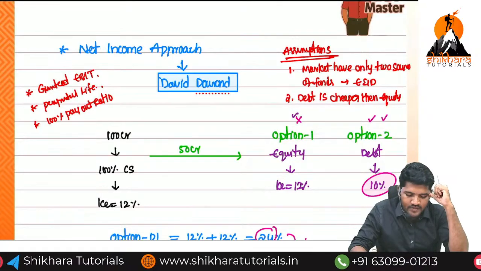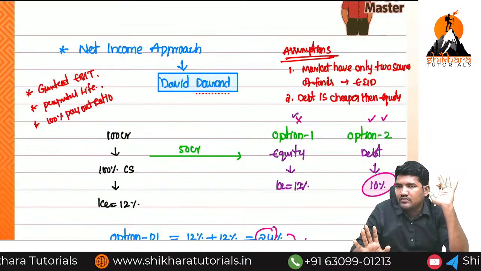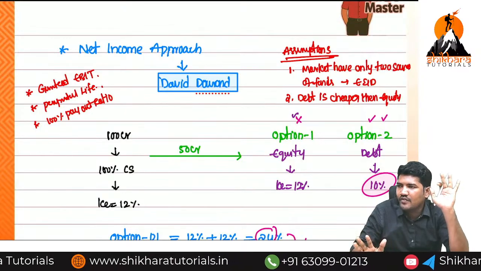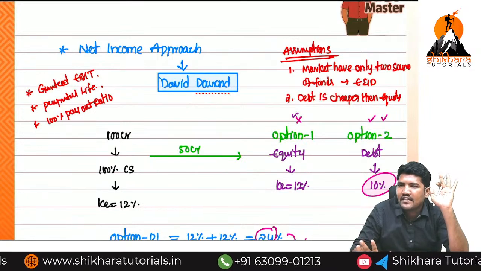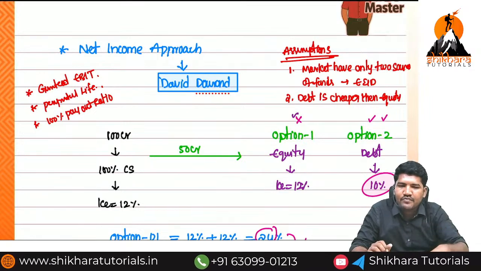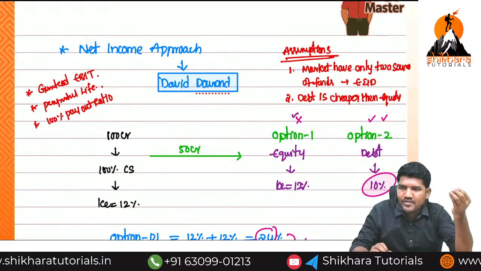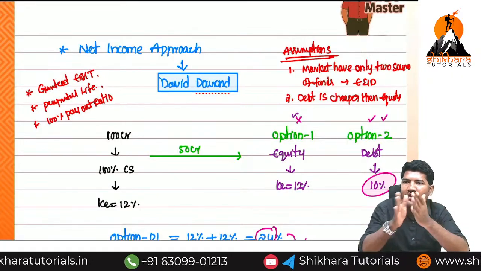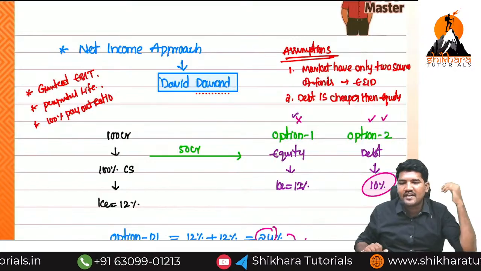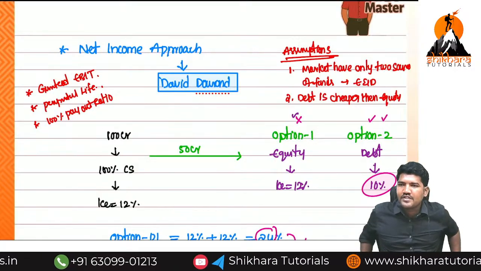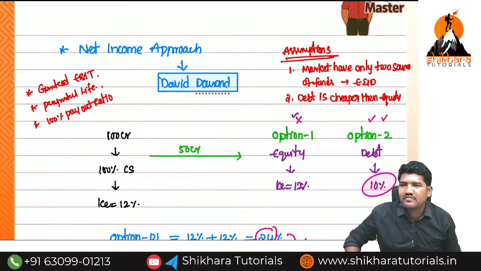So what does a 100% payout ratio mean? They do not retain anything. If 10 lakhs came in, they will share 10 lakhs. If 10 crores came in, they will share 10 crores as dividend. But in reality, companies hold some amount for future purposes and share only part of it. That's called the dividend decision. But here it is an assumption: all companies need to follow a 100% payout ratio.